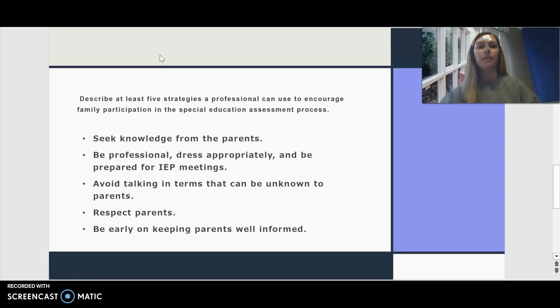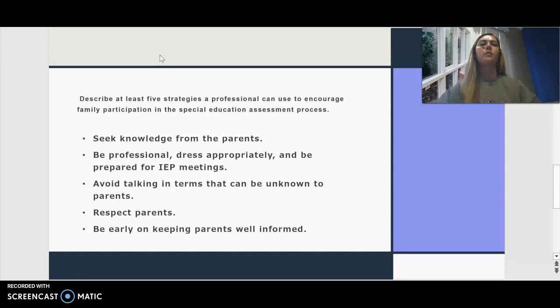And then the next thing is respect parents, which is very important. You need to respect their values and cultures. Also, do not hold them responsible for their child's behavior. Make sure that you are respectful and supportive of the parents. And the last thing I put was be early on keeping parents well informed.